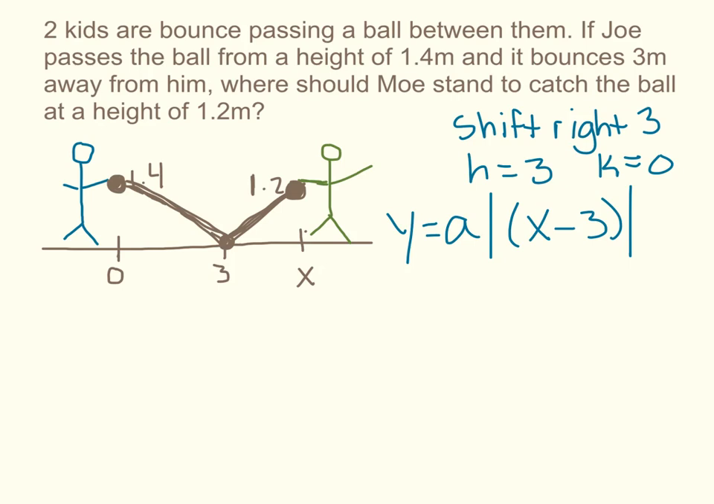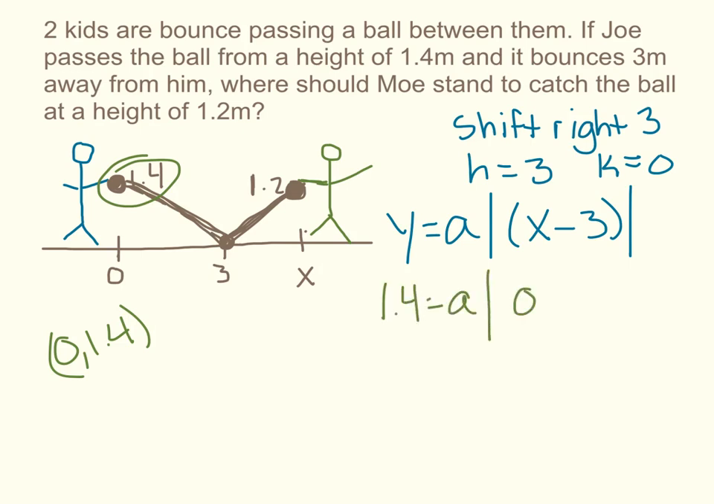So we do exactly like we did when I gave you a point. See this point right here? We know that point is at (0, 1.4). So I'm going to use that as my x and y. So y is 1.4, x is 0, and then we don't have a k, so that's it. So 1.4 equals a times the absolute value of negative 3. The absolute value of negative 3 is 3, so 3a. All I need to do now is divide 1.4 by 3, and I have an a value of 7 over 15. But I didn't ask for the a value, I just need that to get further in this problem.